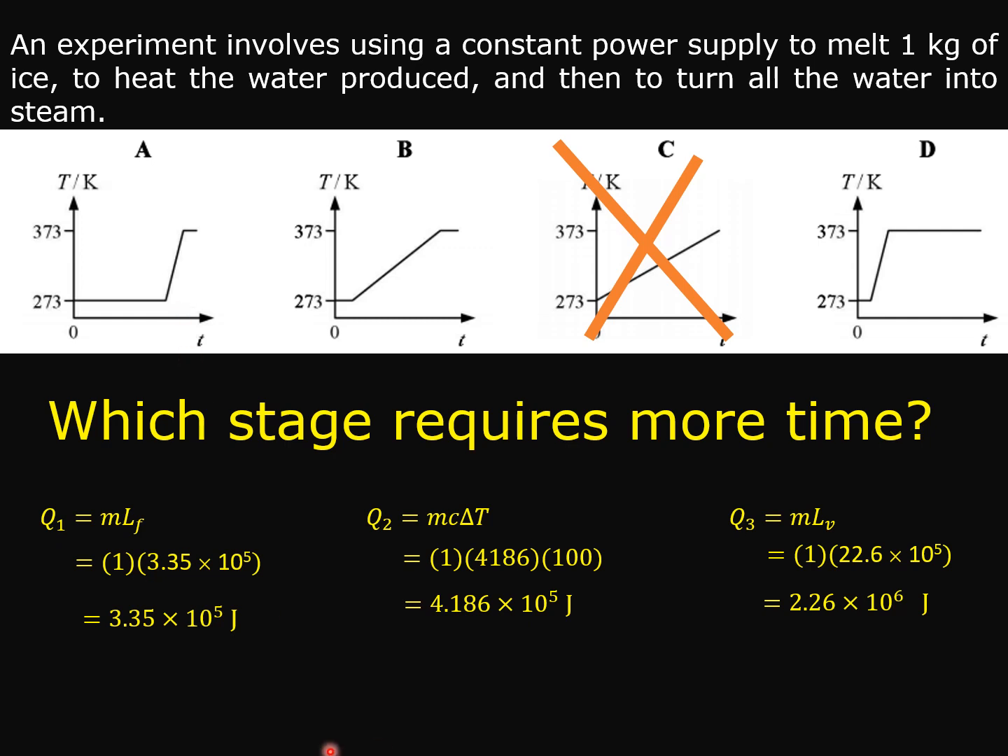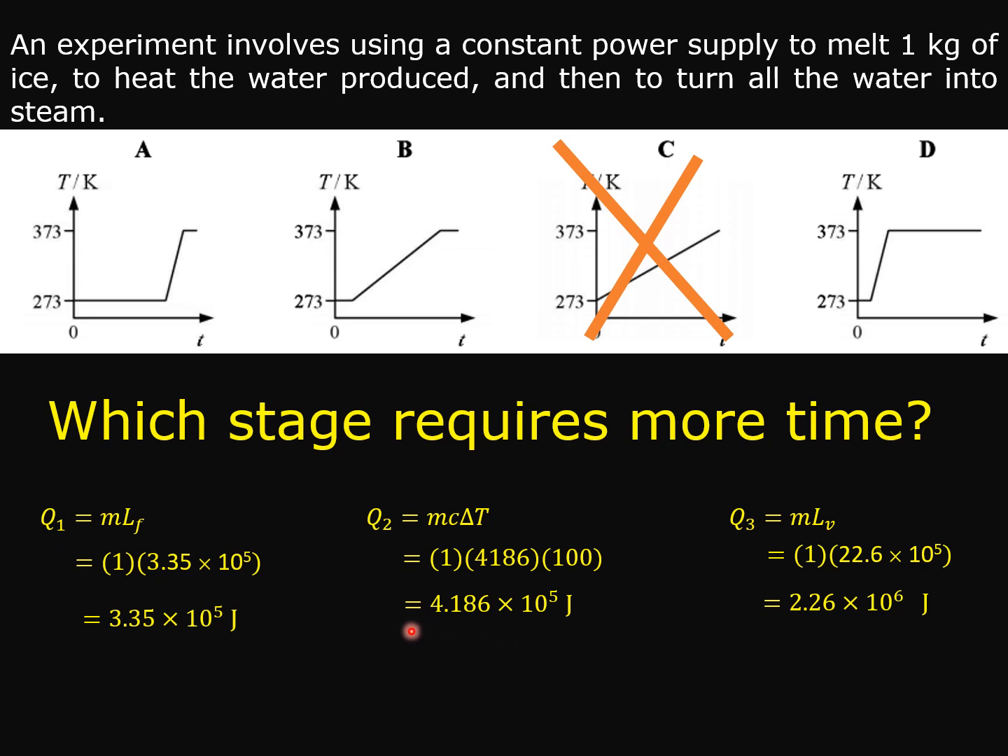Now we can calculate the heat required to increase the temperature of the water initially at 0 degrees C to 100 degrees C boiling water by using the formula Q2 equal to mc delta T. The subscript 2 indicates the second stage. So m again is 1 kg and the c is the specific heat capacity of the water, which is 4186 joule per kg per Kelvin. And delta T is 100 because the temperature changes from 0 degrees C to 100 degrees C.